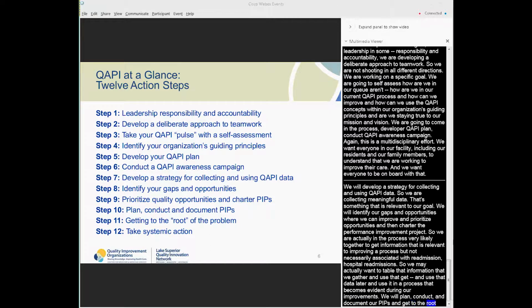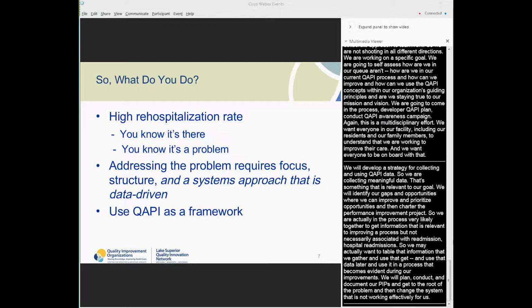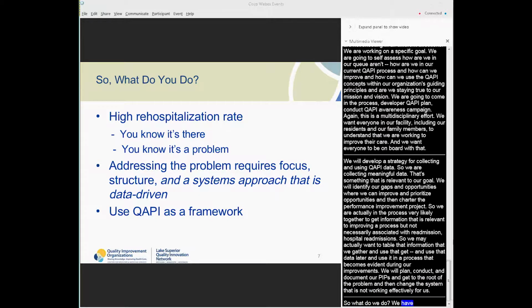So what do we do? We have a high rehospitalization rate. We know it's there. We know it's a problem. We need to address the problems, and it requires focus, structure, and a systems approach that is data-driven. We are using QAPI as our framework.